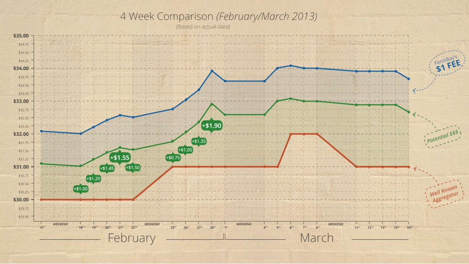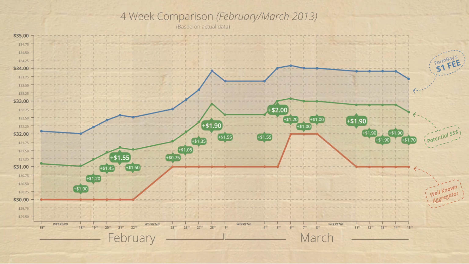You'll see that on the 28th, our pricing hit $33.90, leaving a massive gap of $1.90 per STC above the aggregator. On March 5, FormBay surged to a massive $2 per STC ahead, and even with the aggregator's eventual response the following day, raising their price to $32, FormBay Trading still remained $1.20 ahead. In all of these weeks, if you were still trading your STCs with an aggregator, you could have been missing out on hundreds of dollars of revenue per week, or thousands per month.